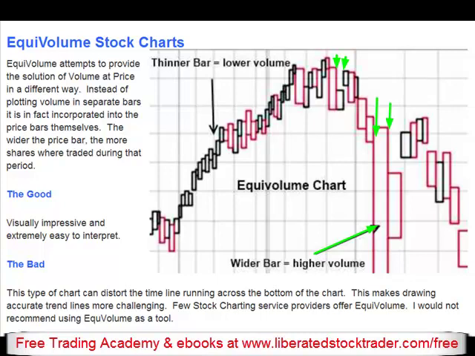The good, visually impressive and extremely easy to interpret. The bad, this type of chart can distort the timeline running across the bottom of the chart. This makes drawing accurate trend lines a little more challenging. Also, few stock charting service providers offer EquiVolume. I would not recommend using EquiVolume as a tool.